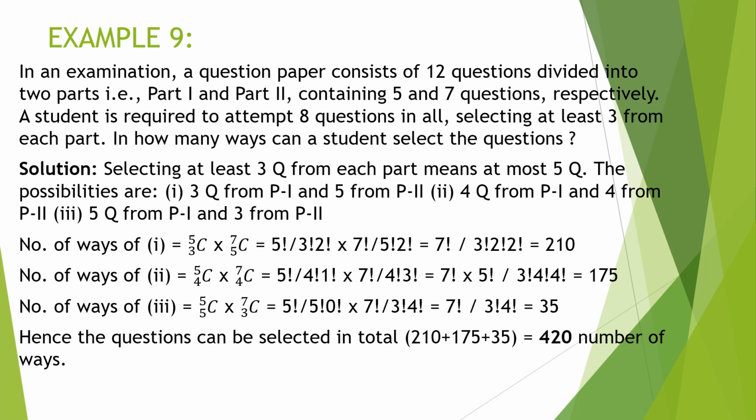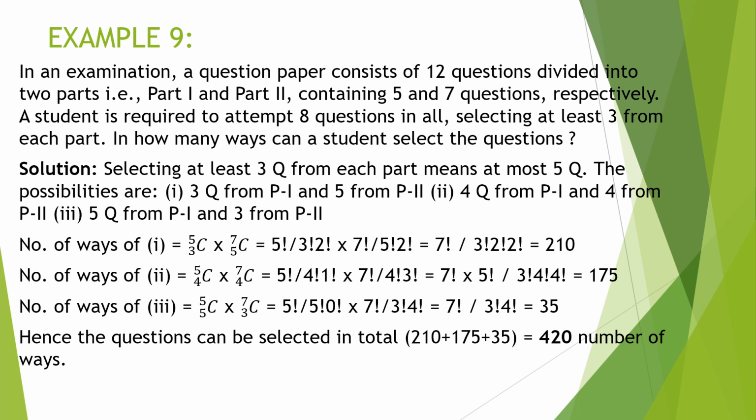Selecting at least 3 questions from each part means at most 5 questions. Correct? The possibilities are, first case is part 1, it has 5 questions. So 3 questions out of 5 in part 1. And then totally you have to select 8. That means from part 2 you have to select the remaining 5. Suppose you are selecting 4 from part 1, then 4 from part 2. And suppose you are selecting 5 from part 1, then 3 from part 2. Totally there are 8. Correct? And at least 3 from each part.